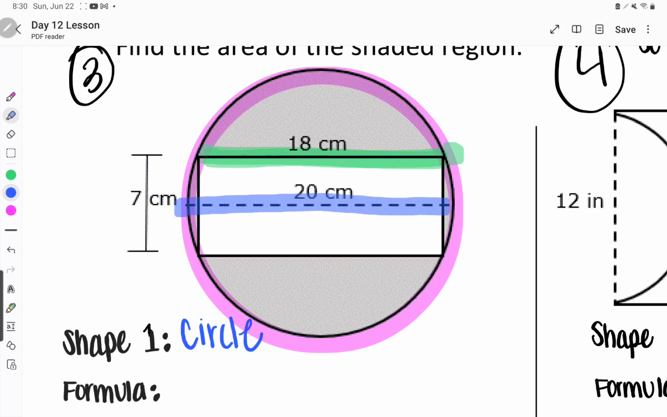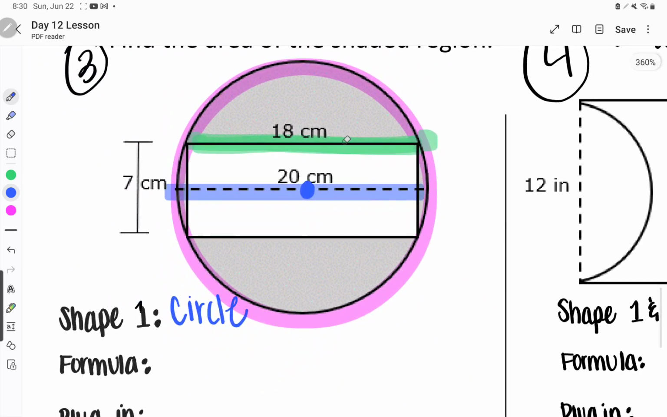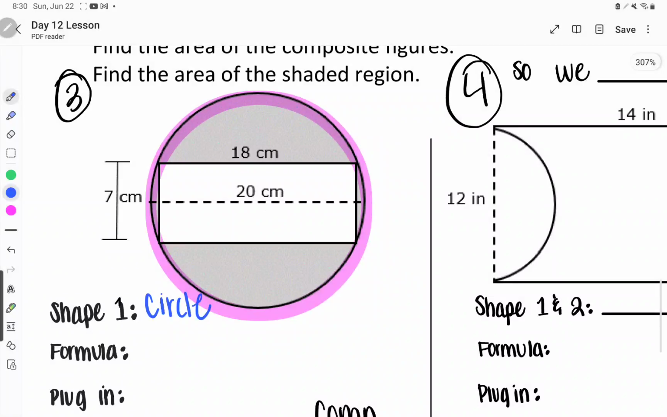Now, I'm looking for the one that actually works for my circle. Which one actually works for my circle? That would be the 20 right here. The reason why the 20 works is, remember, your radius or your diameter has to pass through the center of the circle. If it's not going through the center of the circle, I don't want it, okay? So we're going to use the 20.